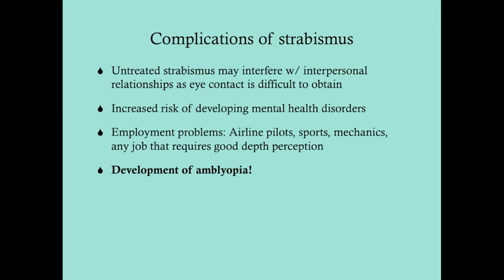So the complications of strabismus, if untreated, include interference with interpersonal relationships, as it's difficult to maintain perceived eye contact. When somebody's looking at you, they expect you to make eye contact, and if one eye is looking off to the other side, it's not the person with strabismus's fault, but they may be perceived as not making eye contact, and that can hamper social relationships. There's also an increased risk of developing mental health disorders. The link to that is not quite known, but it has been demonstrated in the literature.